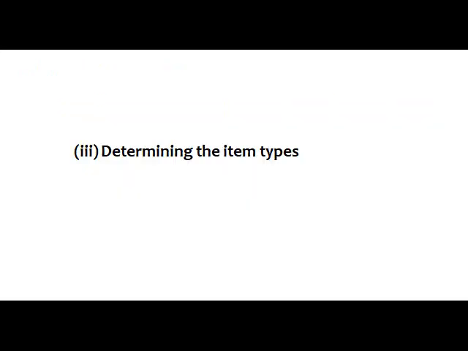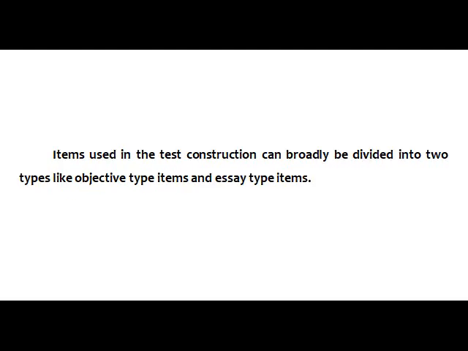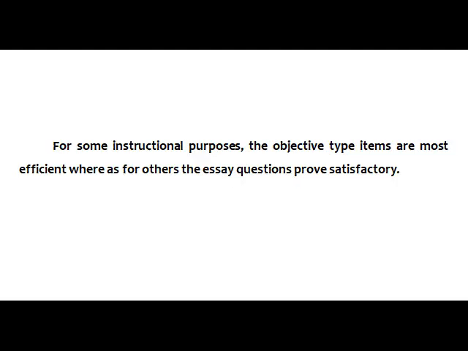Determining the item types. The third important step in preparing the table of specification is to decide appropriate item types. Items used in test construction can broadly be divided into two types, objective type items and essay type items. For some instructional purposes, the objective type items are most efficient, whereas for others the essay questions prove satisfactory.